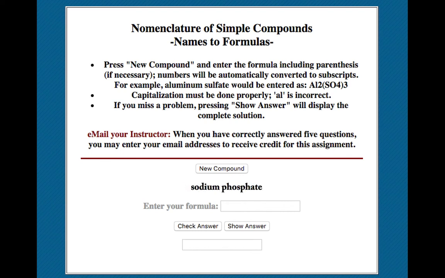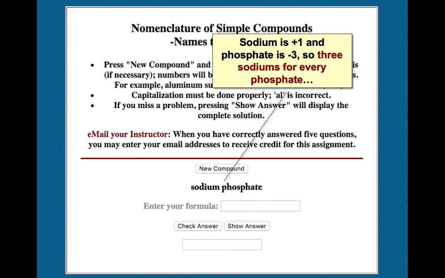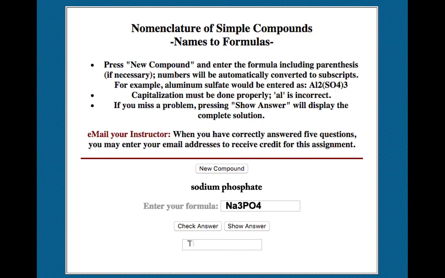Sodium phosphate. Sodium is +1. Phosphate is -3. We need 3 sodiums for every phosphate. We would write it Na, PO4 3 times. No, I'm sorry. Here, let's do it this way. 3 sodiums for every 1 phosphate. Sometimes you stand too close to the board here, you can't read it right.